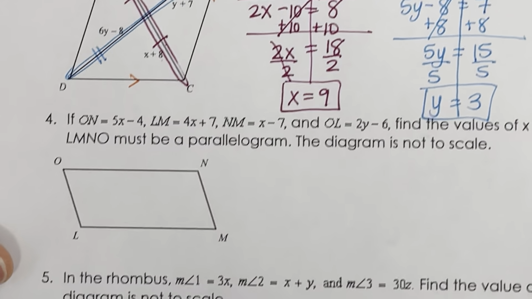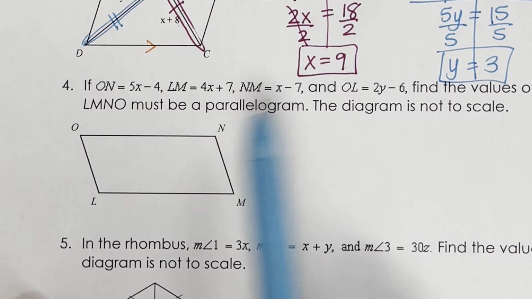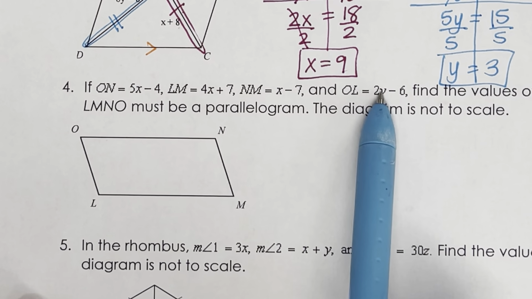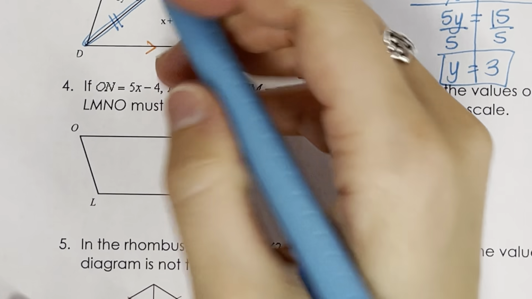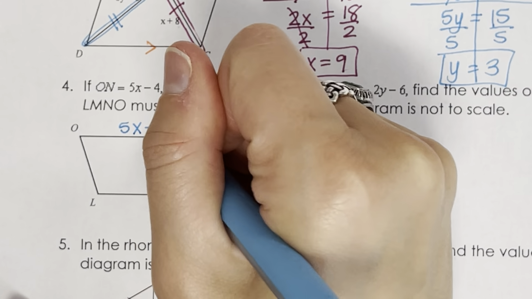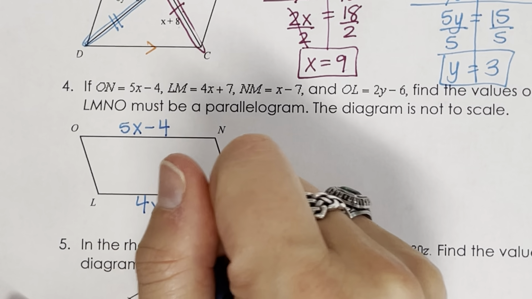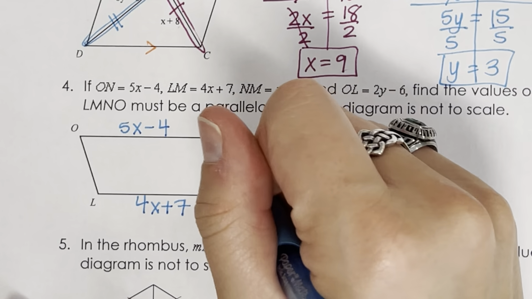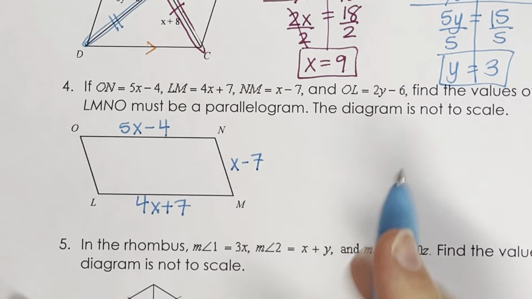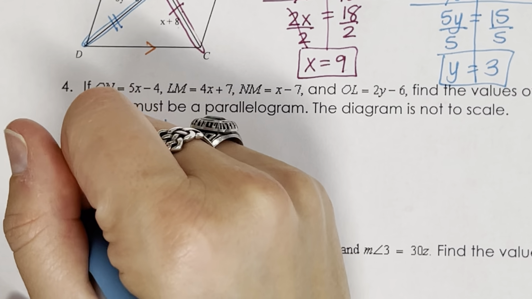Number 4. Now, I'm given a couple of different lengths with different equations. I'm going to just copy these equations onto my picture here. So ON is 5x minus 4. LM is 4x plus 7. NM is x minus 7. And OL is 2y minus 6.